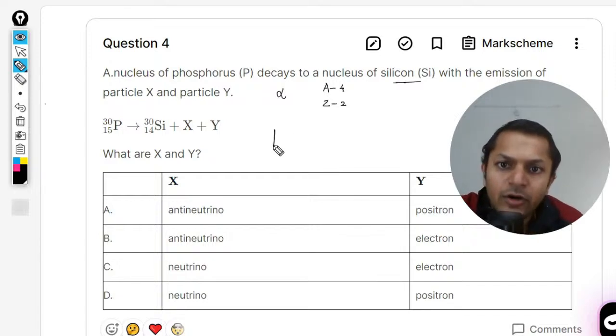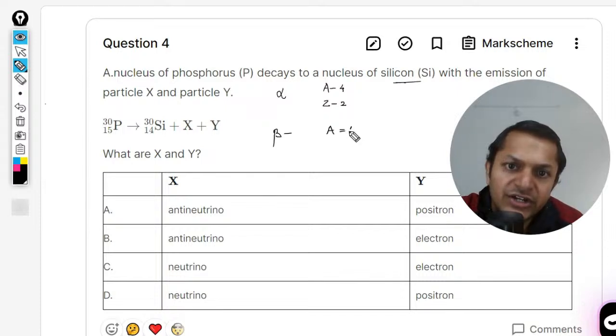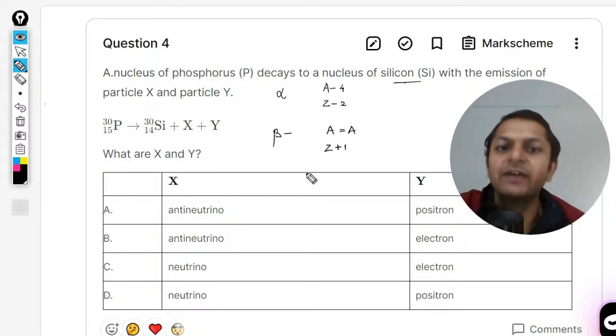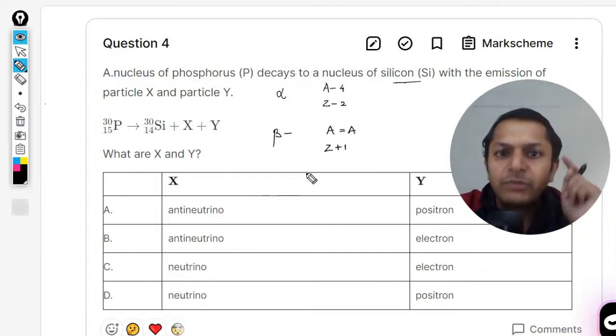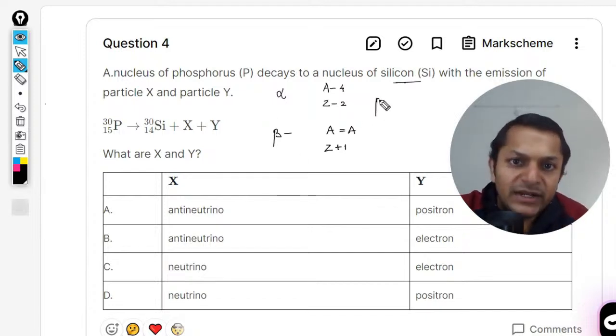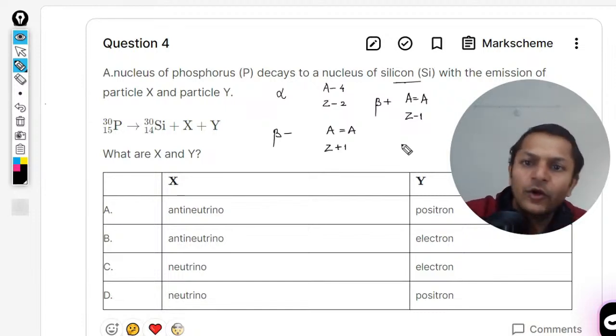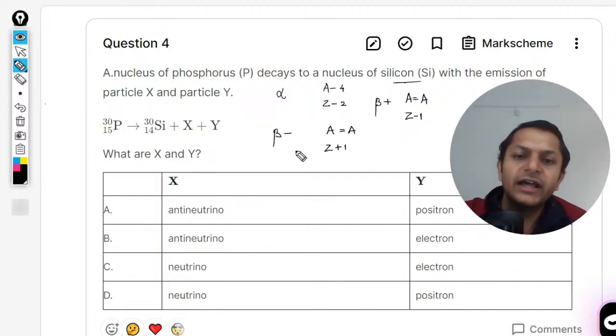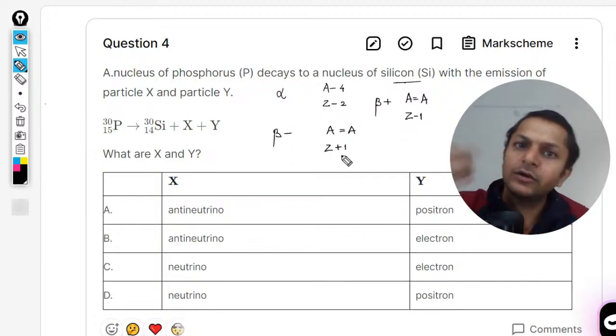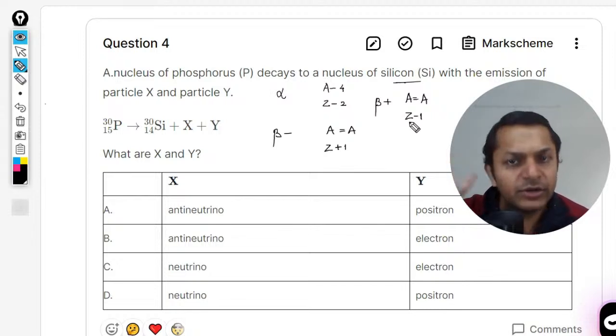Now, if I talk about beta minus, the atomic mass number does not change. It remains the same. But the atomic number increases by 1 in beta minus. Very, very important. If it is beta minus, atomic number will increase. Now, if it is beta positive, again, the mass number does not change, but the atomic number reduces by 1. You have to remember this. It's not given in the data booklet, anywhere. You just have to think on it. Like if a negative electron is given, atomic number increases; positive, atomic number reduces.